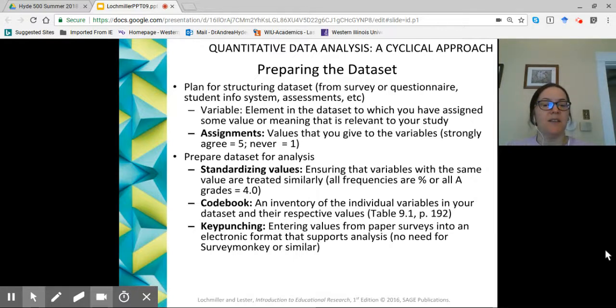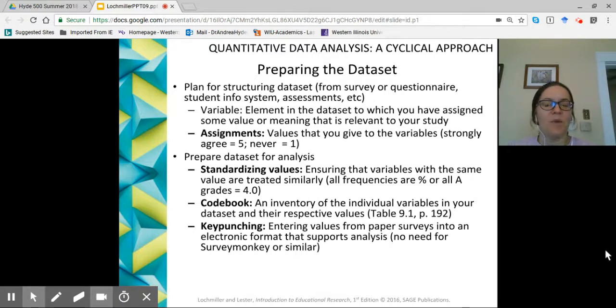First, by standardizing your values, ensuring that all variables with the same values are treated similarly. So maybe all frequencies, how often someone does something, are going to be represented in percentages, and then all A grades are going to be assigned 4.0, all Bs assigned 3.0, and so on. Have a code book so that you know what you've done. You can go back to it.